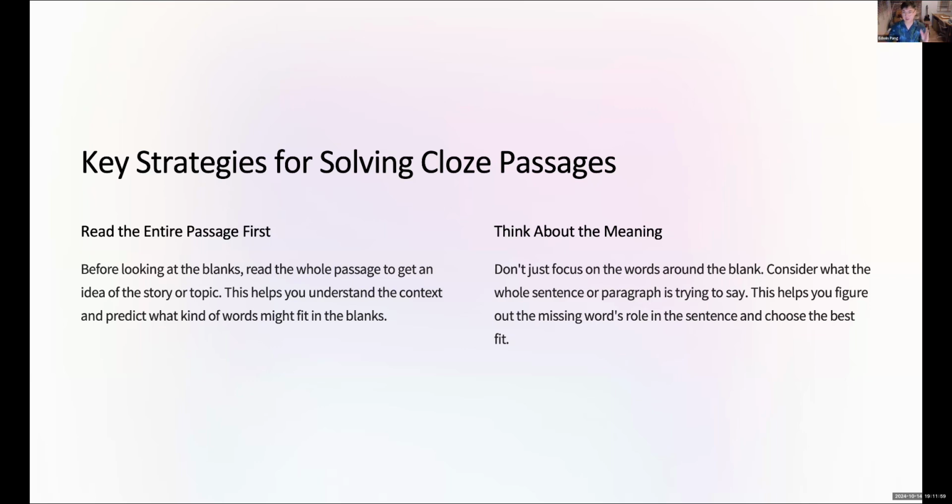So read the entire passage first, and then when you are reading, look at the words next to the blank. But don't just look at the words, look at the entire sentence next to the blank, and then look at the sentence above and below that blank so that you will be able to understand what is actually missing in that blank. Do you all understand, everybody?